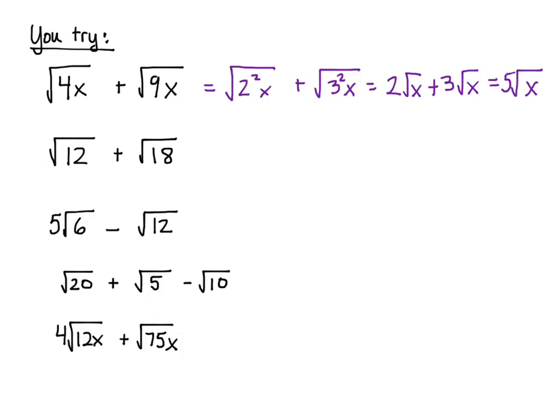Okay, so that first one, we just take out the 2 squared and the 3 squared. And so 2 plus 3 is 5. How about the second one?